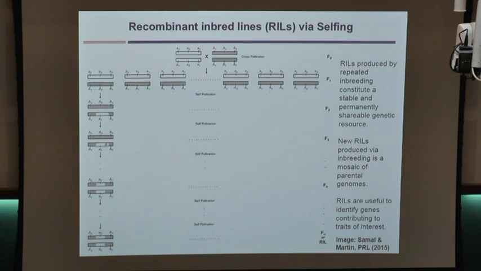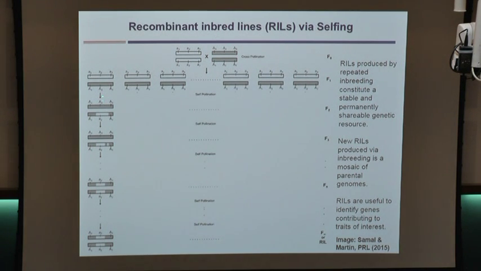From F2, what you do is you pick a single individual and do self-pollination for a number of generations. And the idea is to go till infinite generations, or to fixation. If you do that, you will eventually get a fixed state, a homozygous state. But the final strain that you will get will be a combination of the alleles that you started from in the two parents.